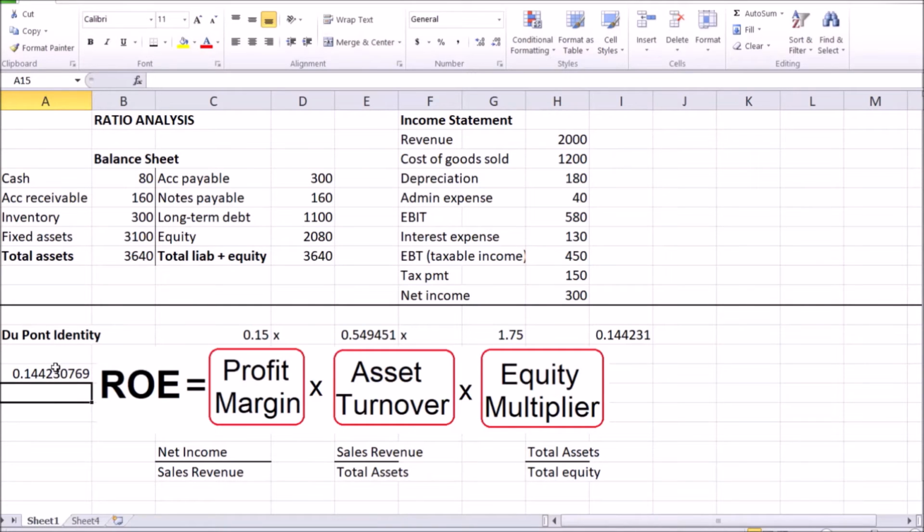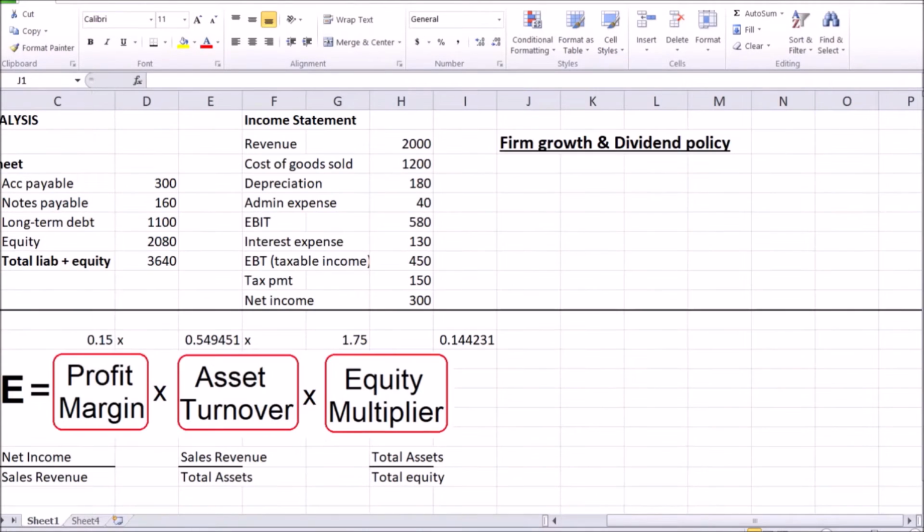Hence we break down this simple ratio into 3 in order to see if possible problems with profitability, if there are any, are due to bad management of costs, bad management of company assets, or a poorly chosen amount of financial leverage. Next, let's talk about the relationship between firm growth and dividend policy.